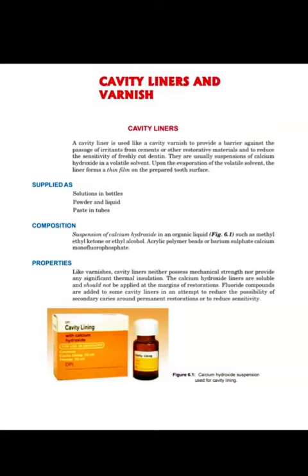So cavity liners are the same as cavity varnishes. They provide a barrier against the passage of irritants from the cement and other restorative material, and we can use them to reduce the sensitivity of freshly cut dentin. They are usually suspensions of calcium hydroxide in a volatile solvent. Remember, this is an MCQ type of question. Upon evaporation of the volatile solvent, the liner forms a thin film on the prepared surface, just like cavity varnishes.